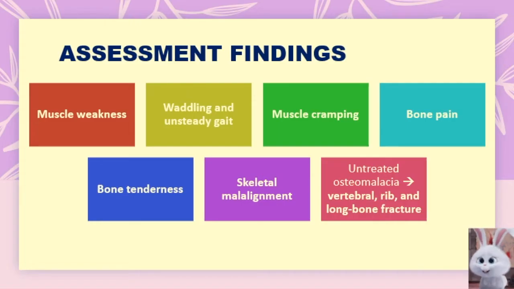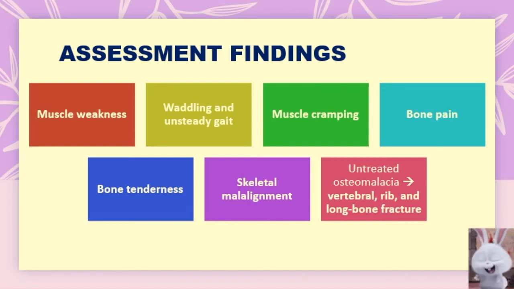So what are the assessment findings for this patient? There will be muscle weakness. There is waddling and unsteady gait. The waddling and unsteady gait would lead to falls later on and subsequent fractures. Okay, so class, look at this. The muscle weakness is actually the reason for the waddling and unsteady gait. The muscle weakness is brought about by your hypocalcemia.